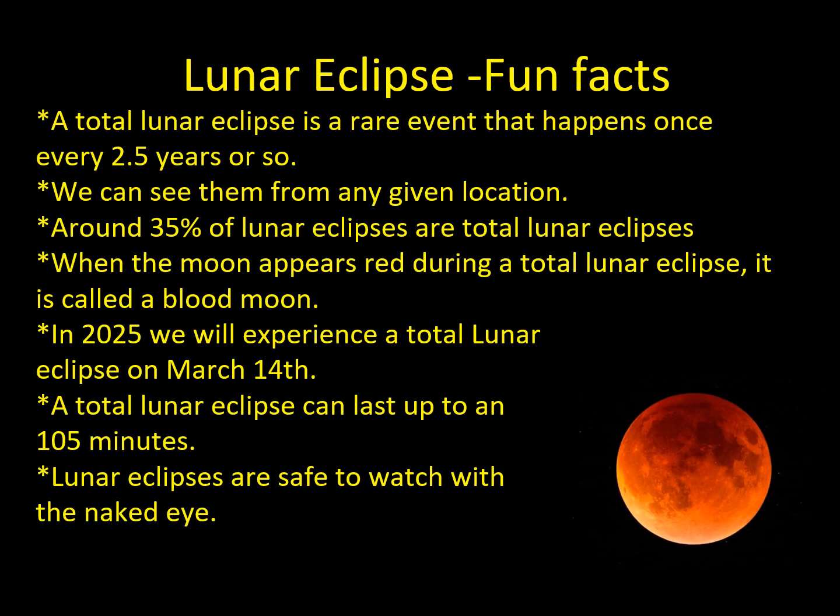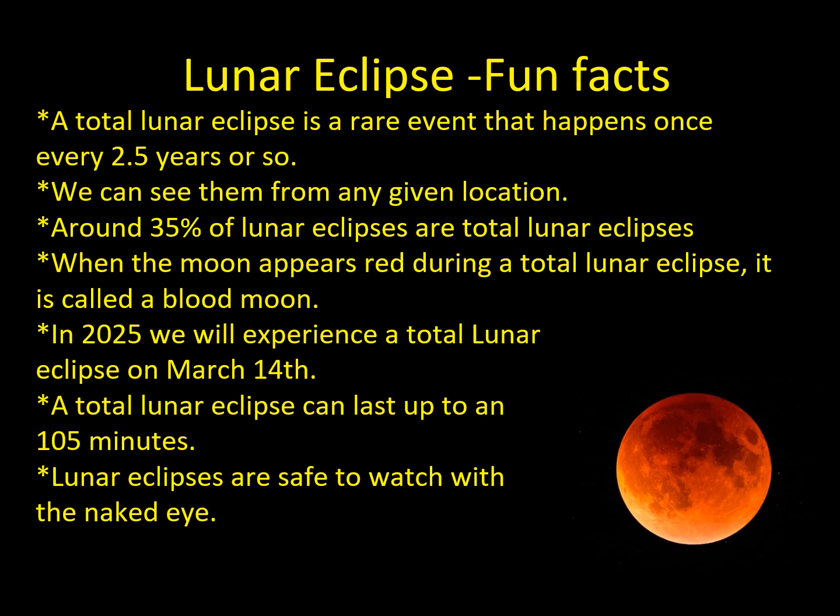Great, some fun facts. A total lunar eclipse is a rare event. It only happens about every 2.5 years. We can see this from any given location. So this is a little different from a solar eclipse where we have to be in a specific spot. Lunar eclipses, if it's happening, we can see it from anywhere. Around 35% of lunar eclipses are total eclipses. When the moon appears red during a total eclipse, it's called a blood moon.